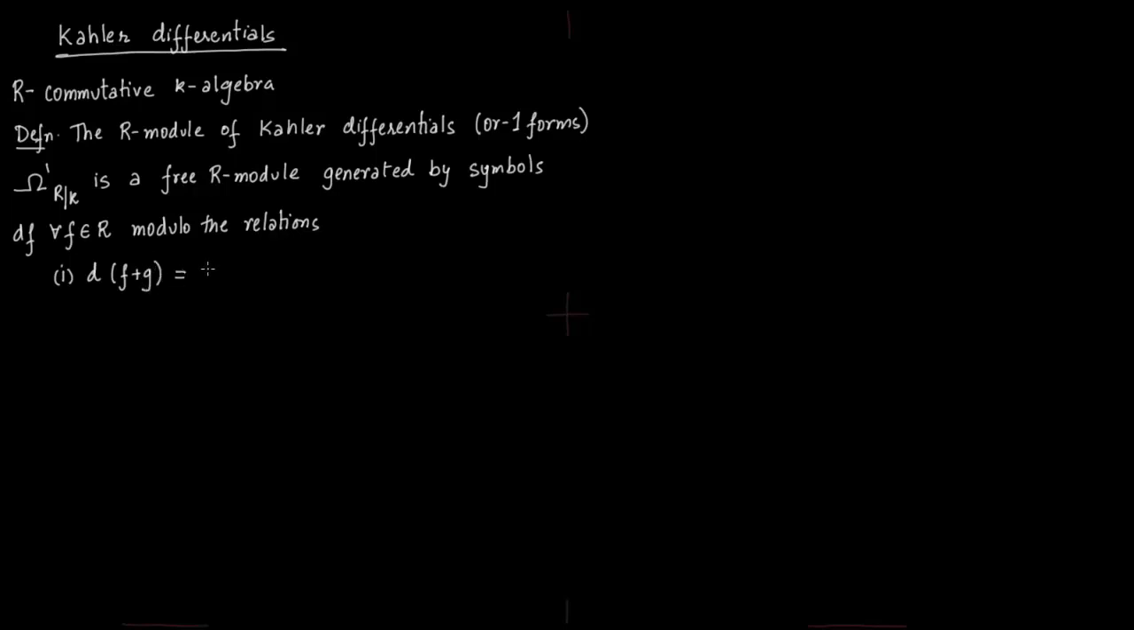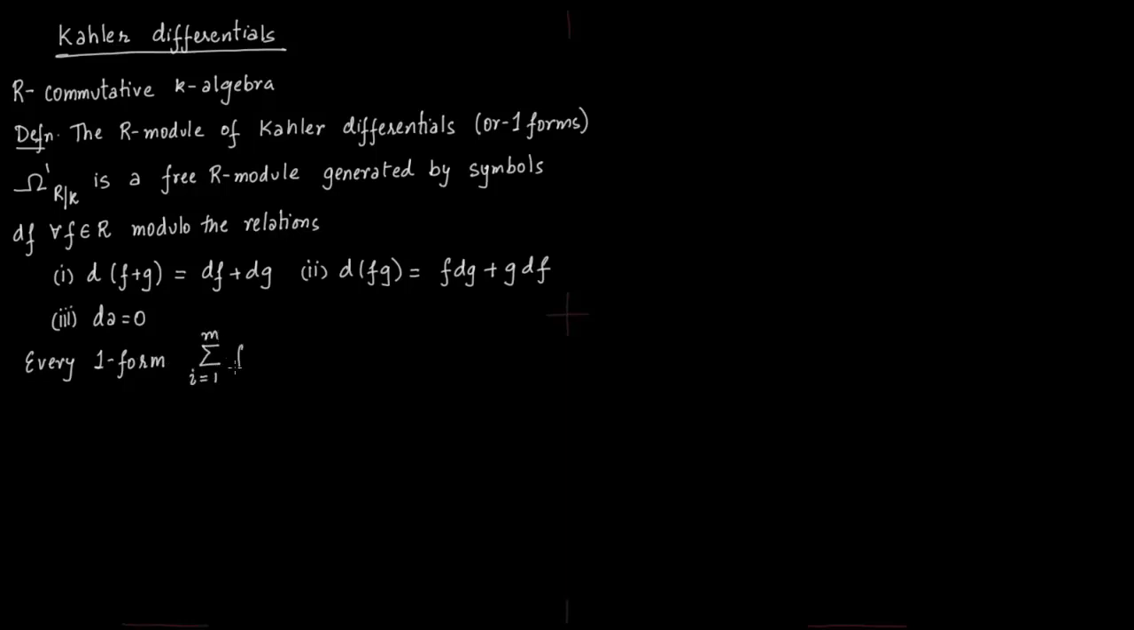d(f plus g) is df plus dg, then d(fg) is f dg plus g df, and dA is 0 for all A lying in K. Yeah, so for all constants it is 0, A lies in K. So an example will make it clear. So notice that every one form looks like this: the sum from i equals 1 to m of f_i dg_i. Yeah, so an example will make all these things very clear.